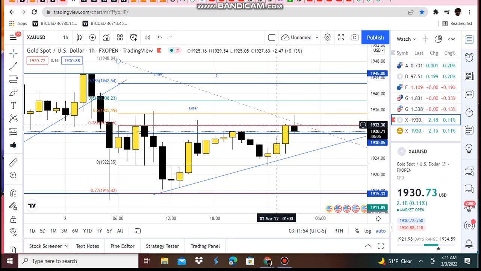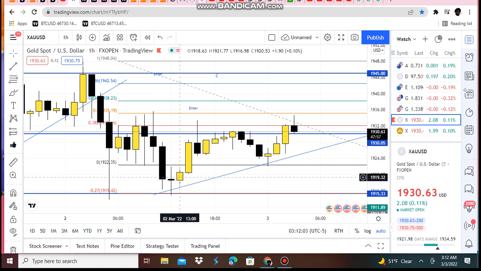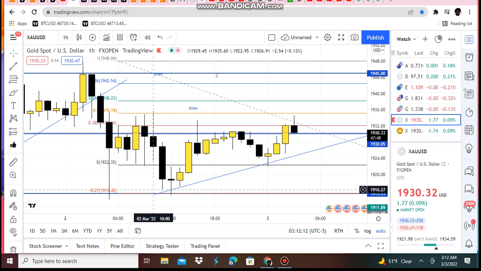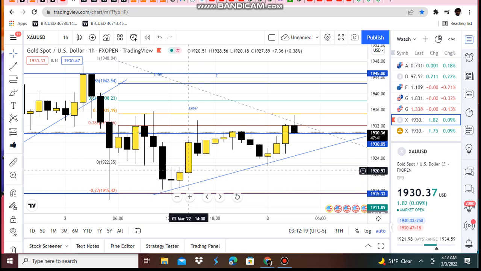So it depends what you're looking for. If you're looking for sales, then price went to 0.5 and then all the way down to the 27 extension, making what? A lower low. It made a lower low first here, breaking this trend line, and then price heads up, making what? A lower high back up to 0.5 before making a lower low to the 27 extension, making a lower high back up to here, 1933, before making a lower low back down to the 27 extension.